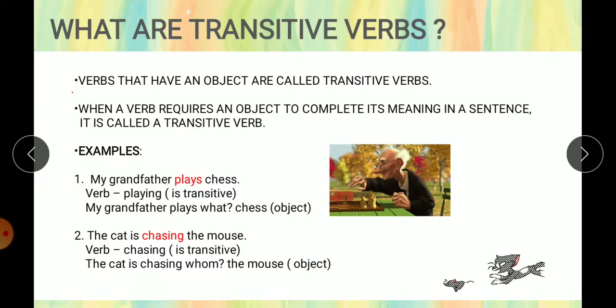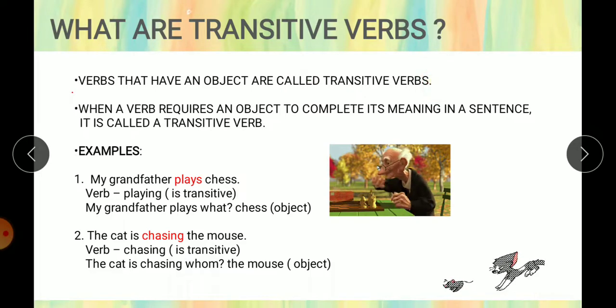So whenever you have to find a subject or an object, the easiest way is to question as per the rule. In a subject, you have to question who or what before the verb, and in an object, you have to question whom or what after the verb. Now coming to what is a transitive verb. Verbs that have an object are called transitive verbs.